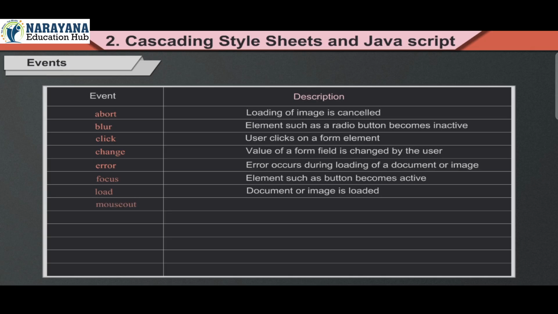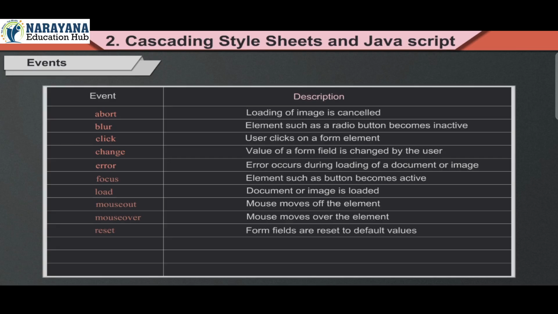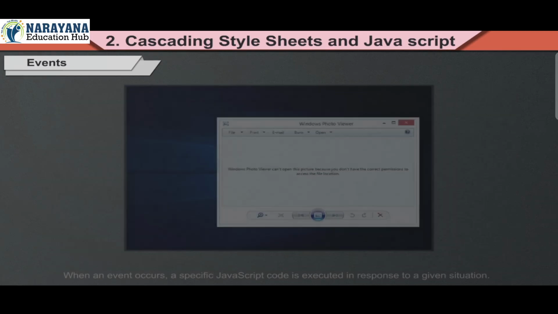Event mouseout. Description: mouse moves off the element. Event mouseover. Description: mouse moves over the element. Event reset. Description: form fields are reset to default values. Event select. Description: user selects a form field. Event submit. Description: user submits a form. Event unload. Description: user leaves a page.